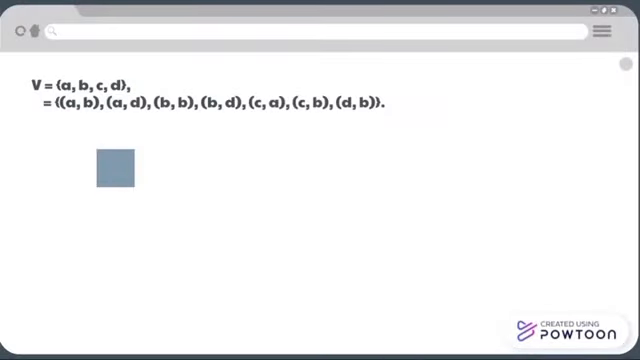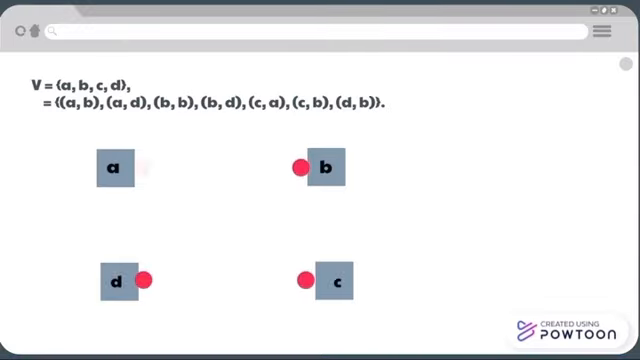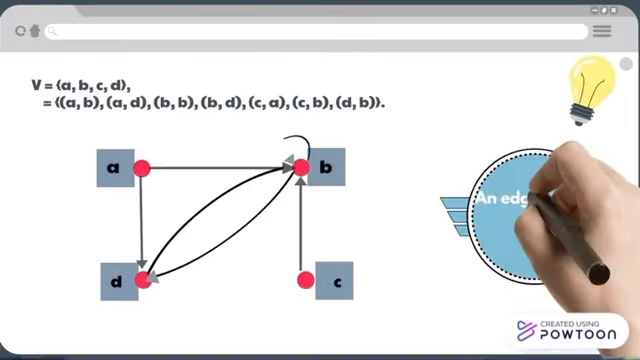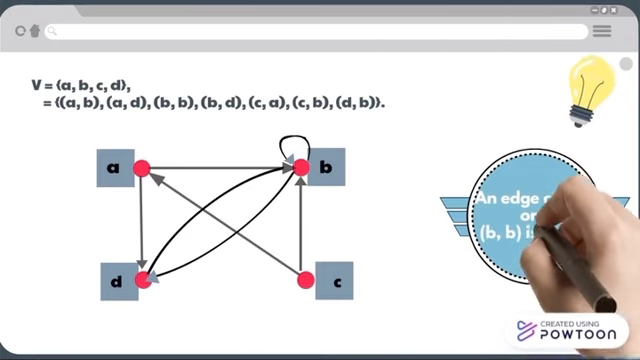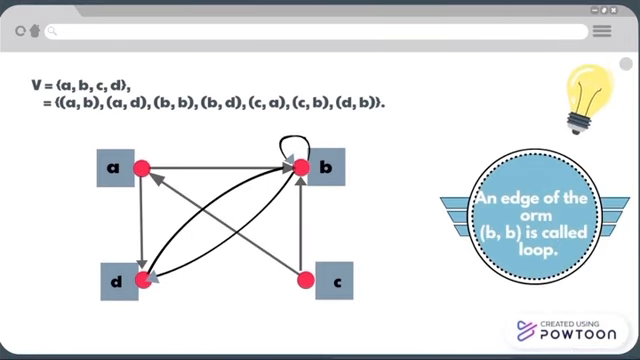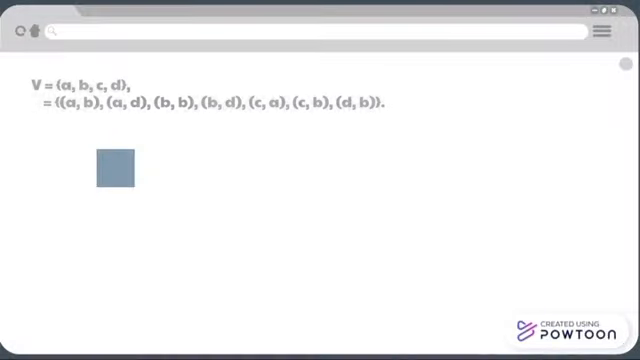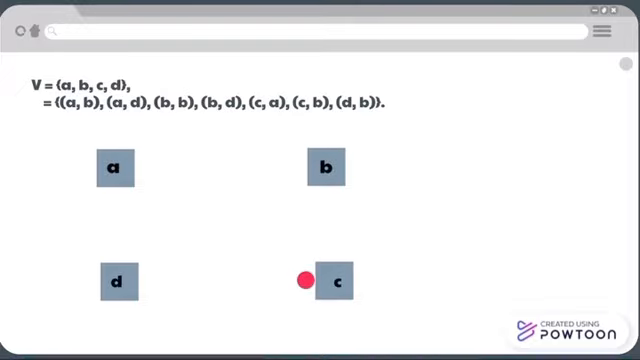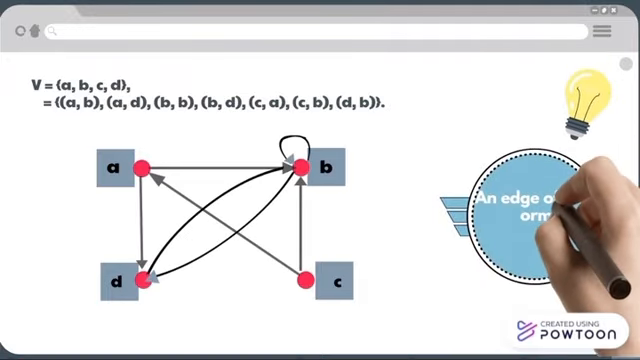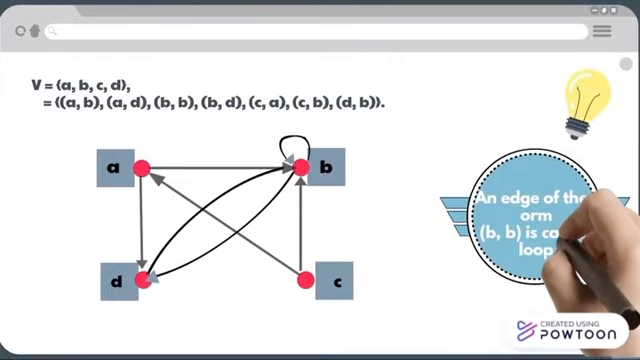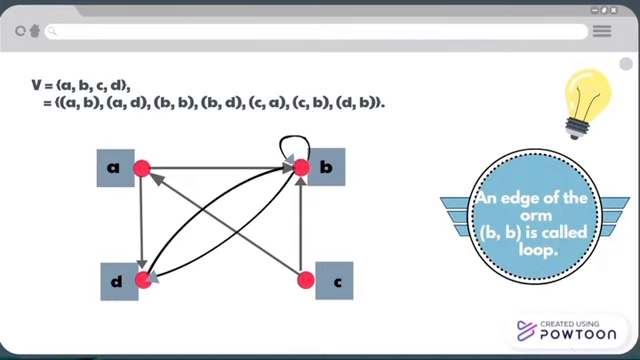Let's take a look at this question. V has A, B, C, D, and the ordered pairs will be AB, AD, BB, BD, CA, CB, and DB. So to draw the digraph, we will take a look at the ordered pairs. From the ordered pair A and B, the arrow will go from A to B. A and D, so an arrow from A to D. BB, there is a loop at the vertex B, and the rest is just the same as A and B.